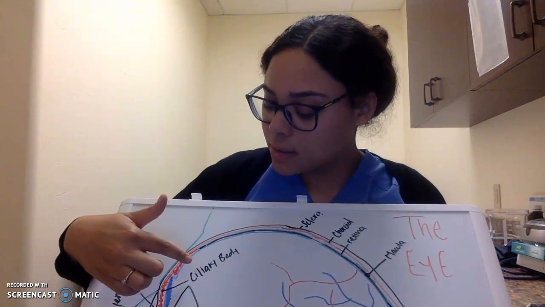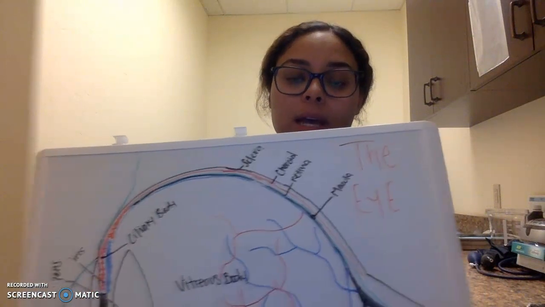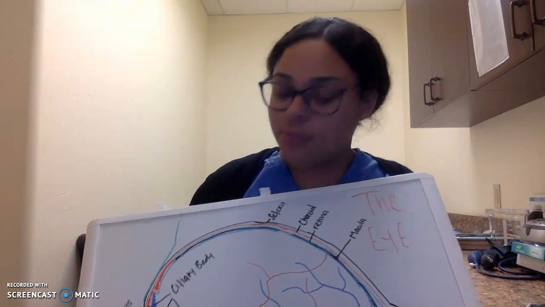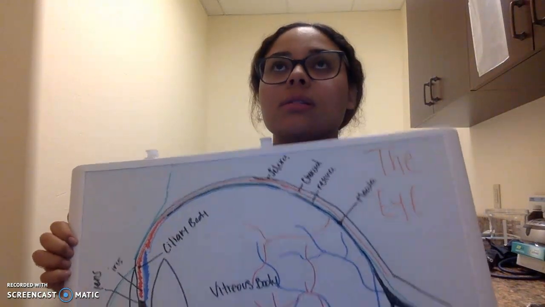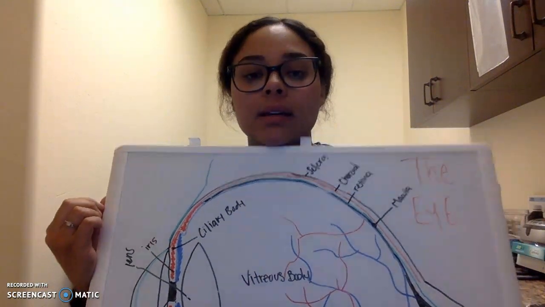The ciliary body is located behind the iris. It is a muscle and it focuses the lens. The cornea is the front window of the eye and it transmits and focuses light that comes into the eye.